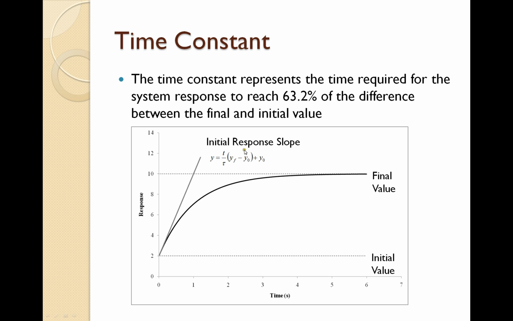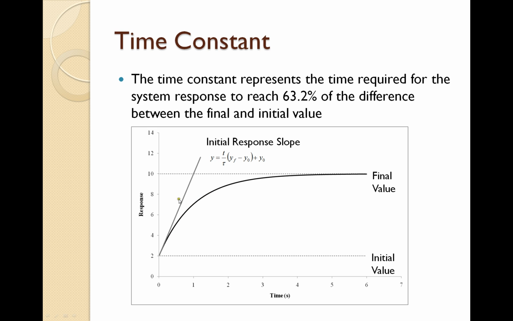So the time constant is the time that's required for the system response to reach 63.2% of the difference between the final and the initial value. Alright, so here we have a system that doesn't start at 0 and it ends at some non-zero value. So what we're looking for here is the amount of time it takes for the system to go from 2 up to 63.2% of this difference, which is 8. Alright, so we're looking for the time constant.